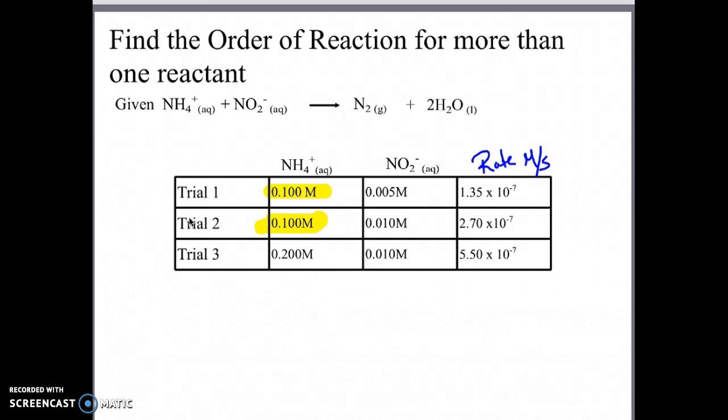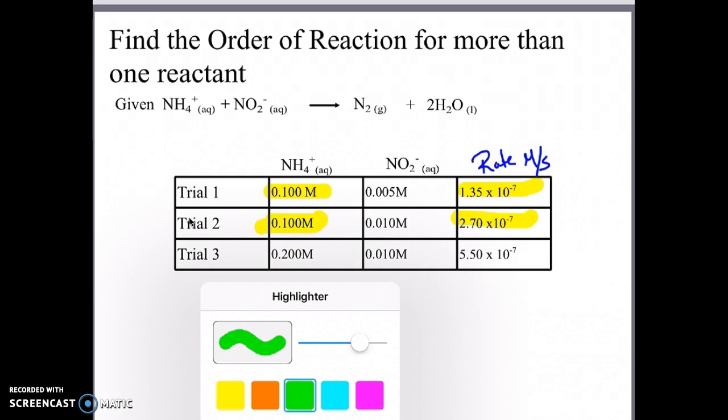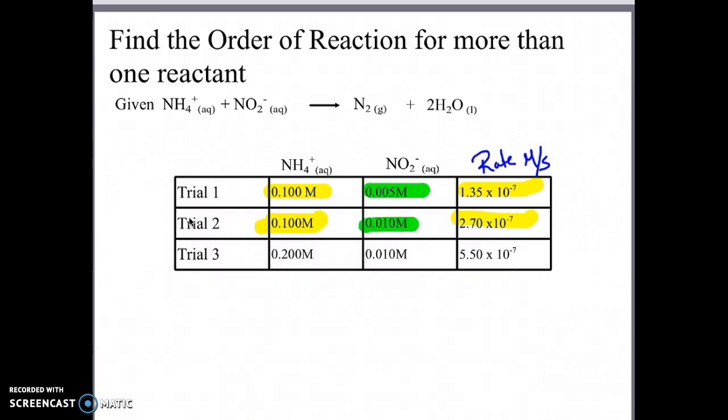And then notice how that rate is changing, because this is doubling. Here, I'm going to go in a different color. Do you notice how this is doubling? Okay. Is that rate doubling? So you can actually just see the order from looking at the data. And especially with the AP test in the spring, I recommend that you do that.